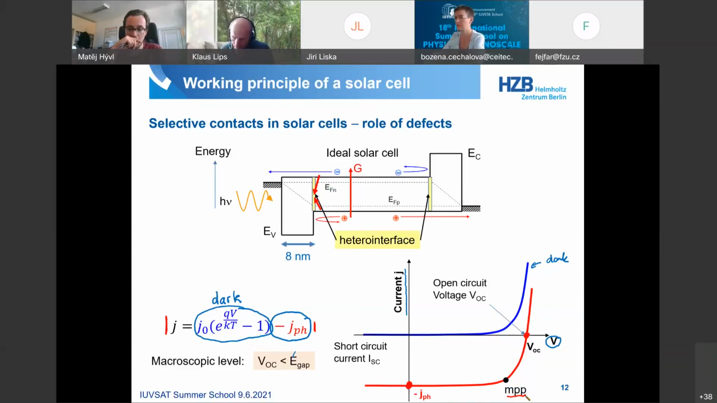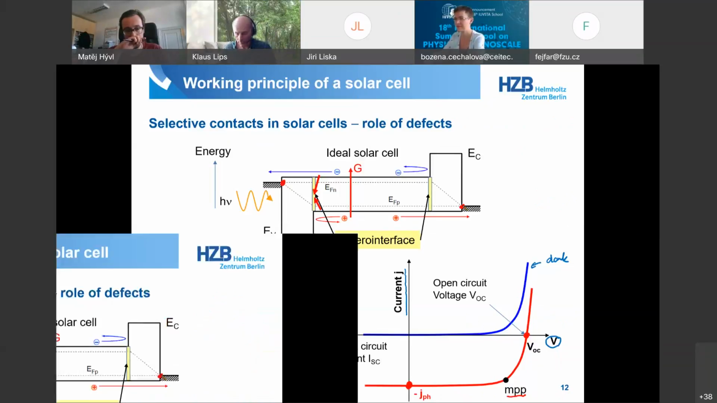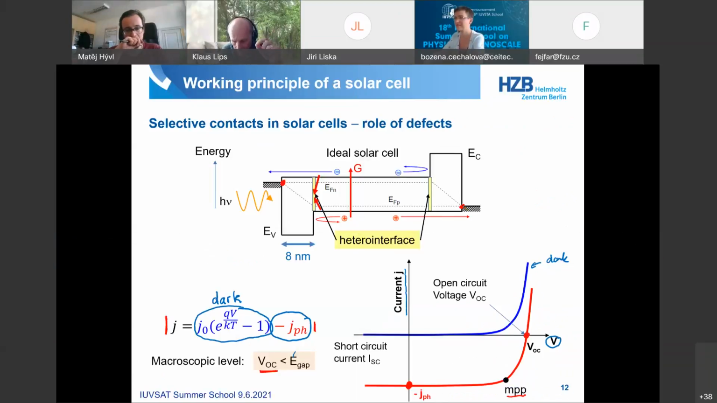Now, a very important feature here is that the open circuit voltage is always smaller than the band gap of the material, and that has to do with the fact that the potential between here and there can never be larger than the band gap. That is thermodynamics. Now, what happens if we have these localized states in the material?